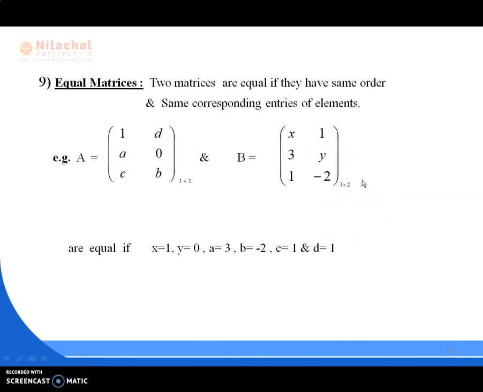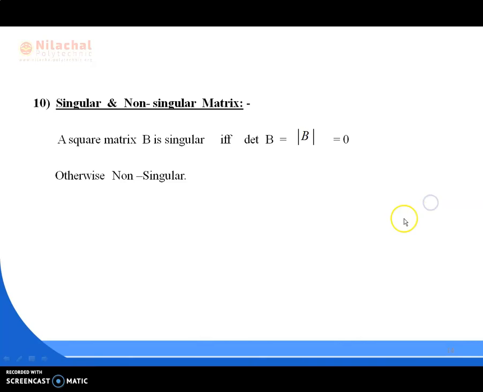Okay. Let's see. Equal matrices. Two matrices are equal if they have the same order and the same corresponding entries or elements. That means the matrix order must be the same, and the corresponding elements must be the same. Here A's order is 3 by 2, and B's order is also 3 by 2. Now if 1 equals x, D equals 1, A equals 3, 0 equals y, C equals 1 and B equals -2, then these two matrices are called equal matrices. Last one is singular and non-singular matrix.